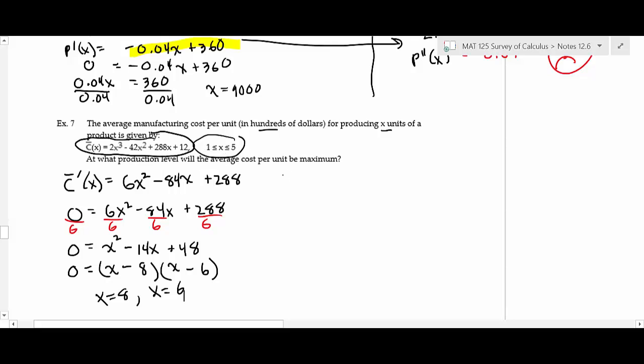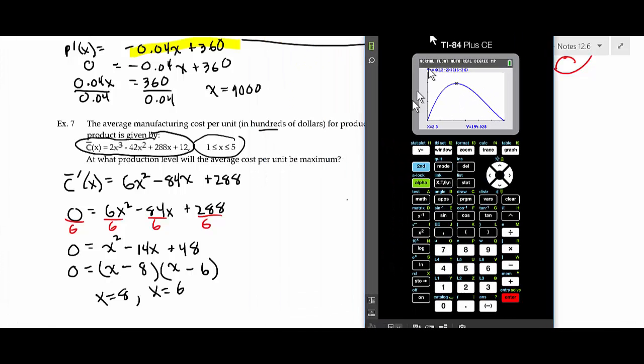So that's giving, and you're trying to do a production level, so 8 and 6 would be that then. So let's put this in the graphing calculator before we go to the next problem, because I'm kind of curious about that. So I'm just going to put in the average cost, which is 2x to the third, and then minus 42x to the second, plus 288x, then plus 12.